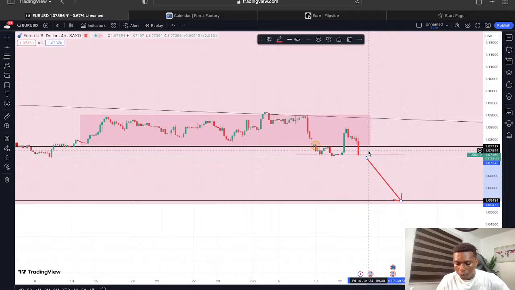So what I'm doing in the market now is I am shorting the market. I'm currently on a sell position on this market.